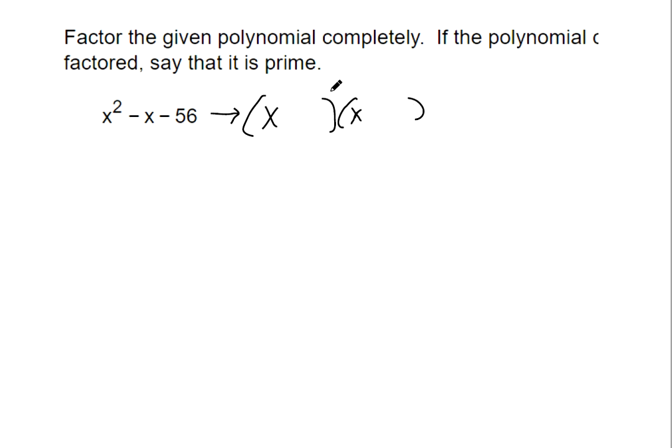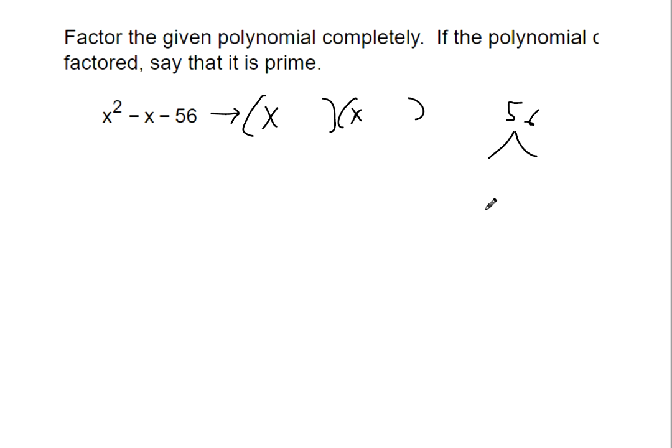And in order to make FOILing work out so that it turns into this, we need to find two numbers that multiply to be negative 56 and add to be, this is a 1 here if it's not written, so that's a negative 1. They need to multiply to be negative 56 and add to be negative 1. So you could play with some numbers.